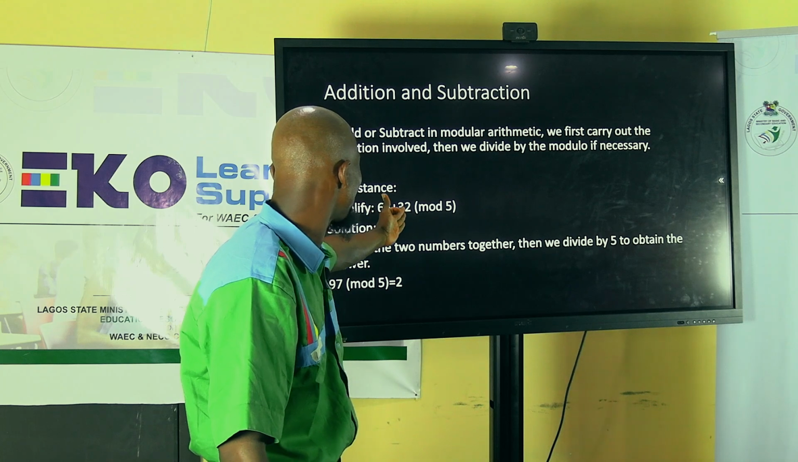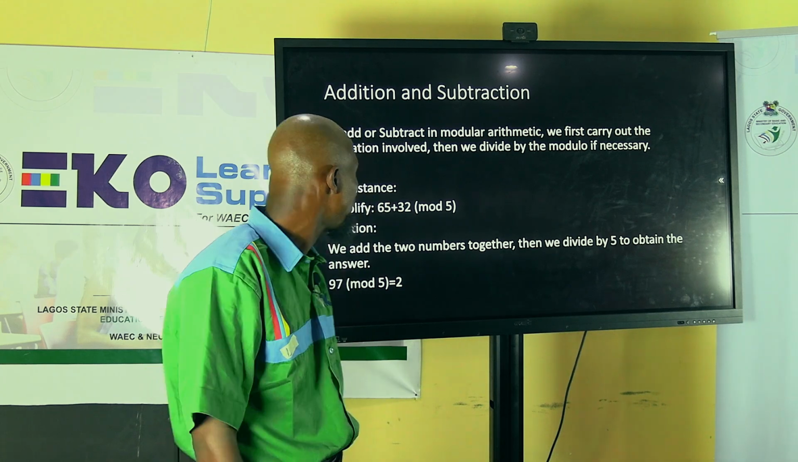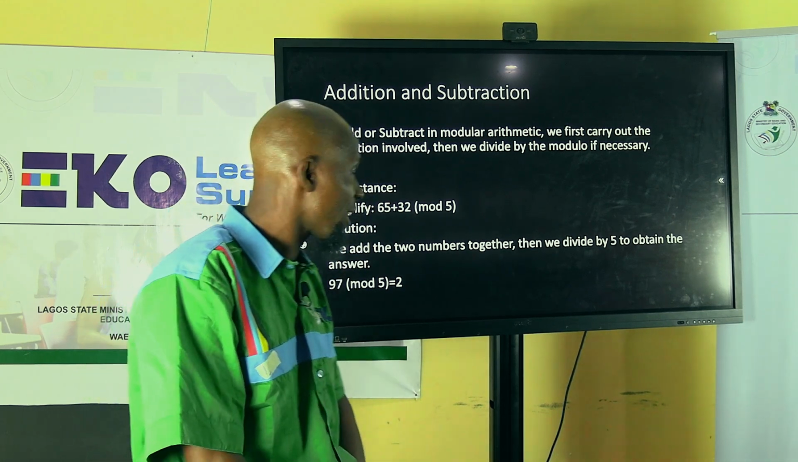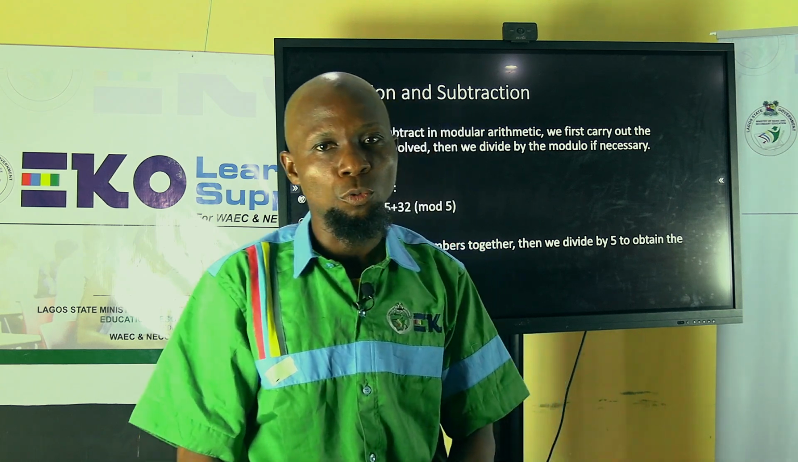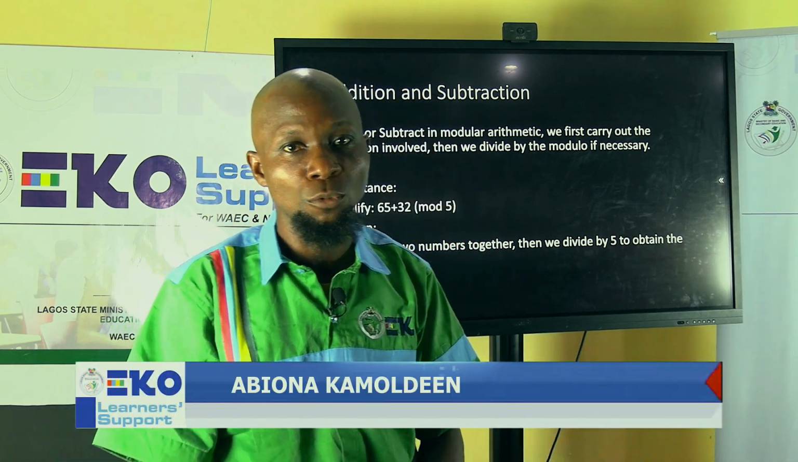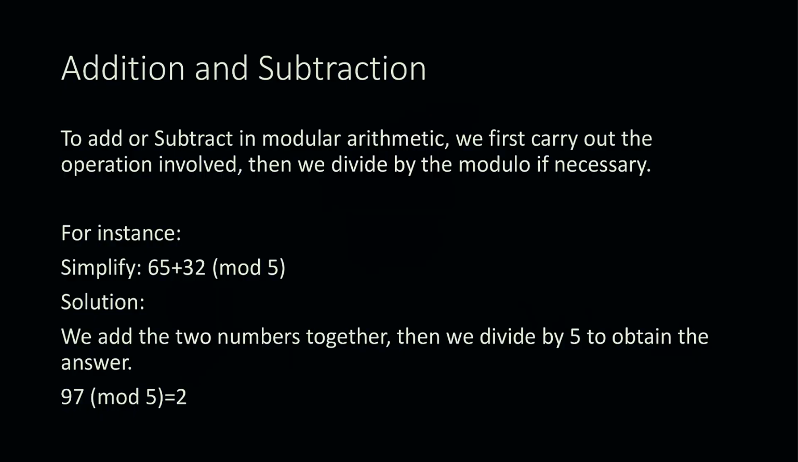Look at this, 65 plus 32. If you add them together, what do we have? That is 97. 97 modulo 5. So when you divide 97 by 5, what will be the remainder? That is just the question. And the remainder should be 2.